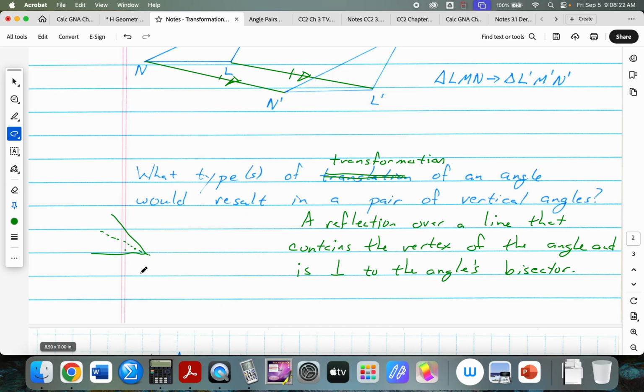So my axis, or my line of reflection, would need to be about like that so that it's at a right angle. So it makes an X? Like a perfect X? Yeah. If you do it this way, then this is going to go this way, and this is going to go this way, and now I've got vertical angles. Okay? There's a simpler way to do it than this, though.